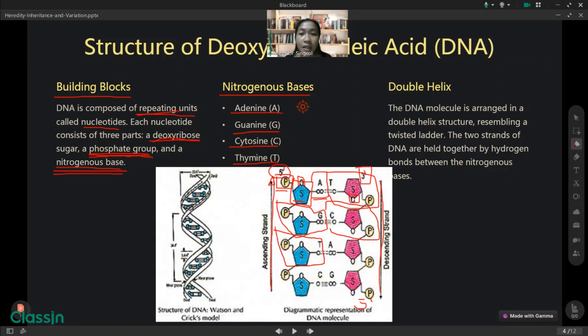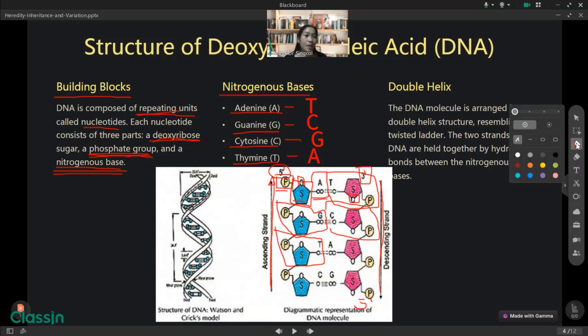Okay, so what are the pairs of these nitrogenous bases? Okay, adenine will always be paired with thymine. Guanine will be always paired with cytosine. Cytosine will be paired with guanine and thymine will be paired with adenine. So that is their pairs. That's why makakita taog letter A and letter T. So there mo ni sila ang pairs sa DNA. So double helix siya. And guanine paired with cytosine, thymine paired with adenine, cytosine paired with guanine. So this is our DNA molecule representation.